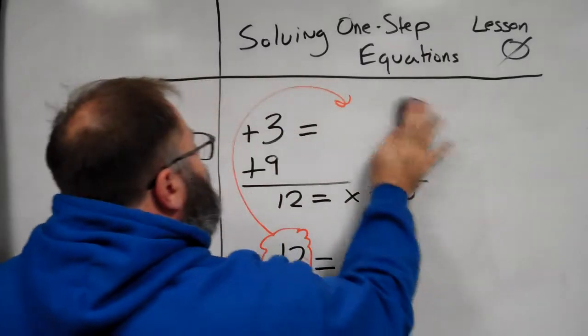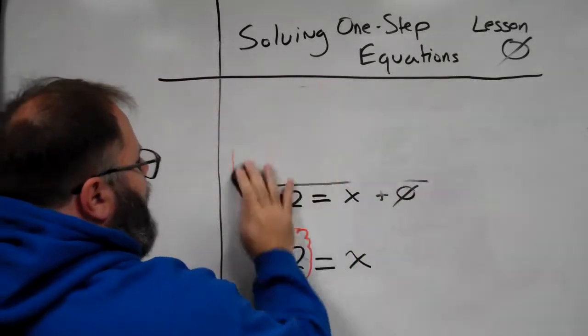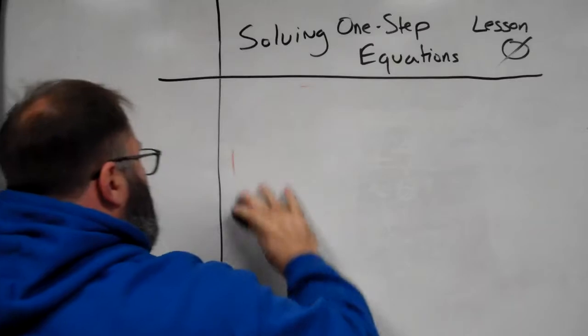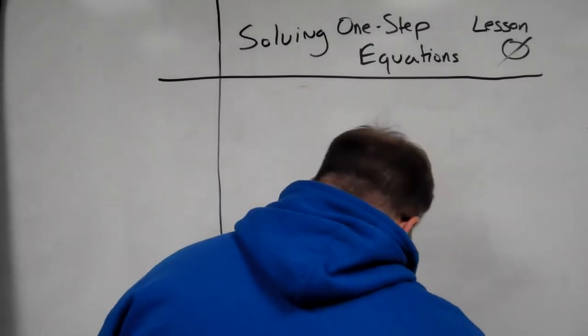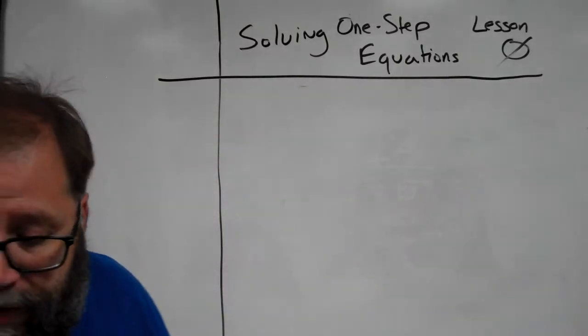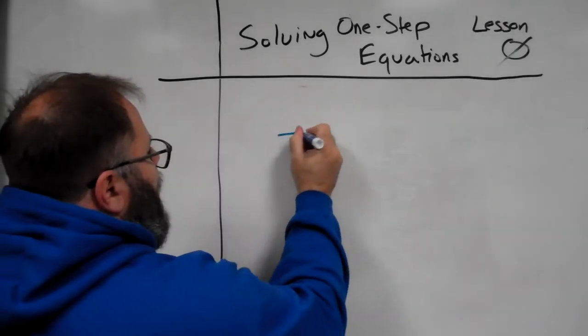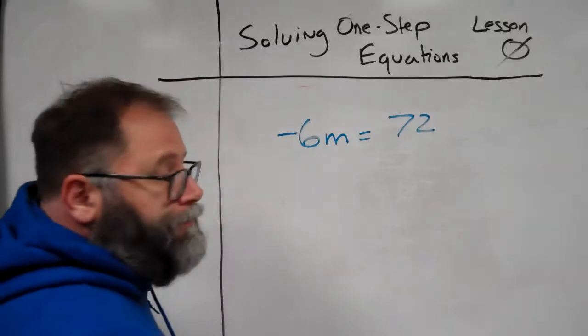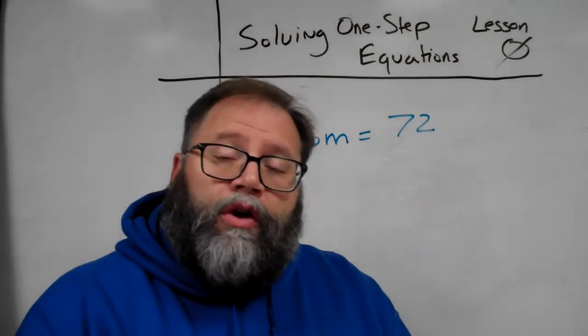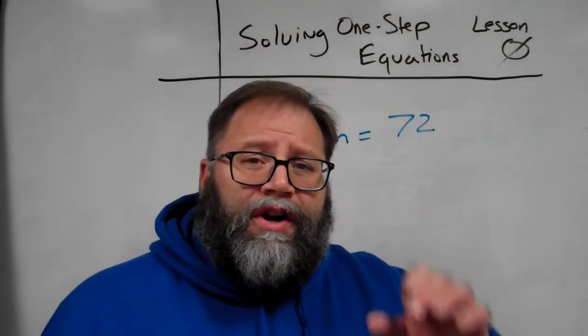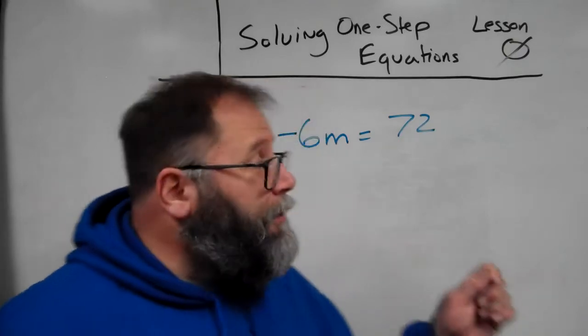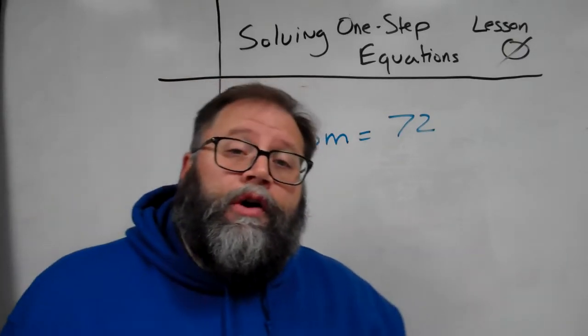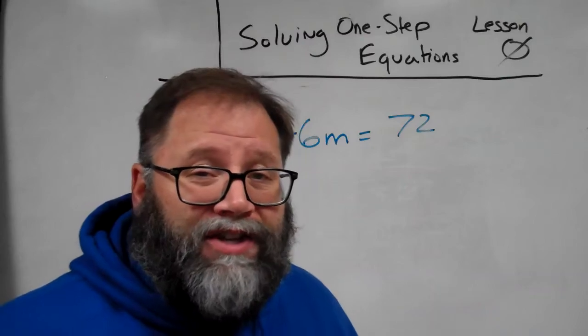So in this we had a constant, and we were undoing that constant, removing it from the equation. This time I've got negative 6m is 72. Going back in your memory banks to last year, we've got a coefficient and a variable here. We've got a variable term. Those are put together with multiplication.